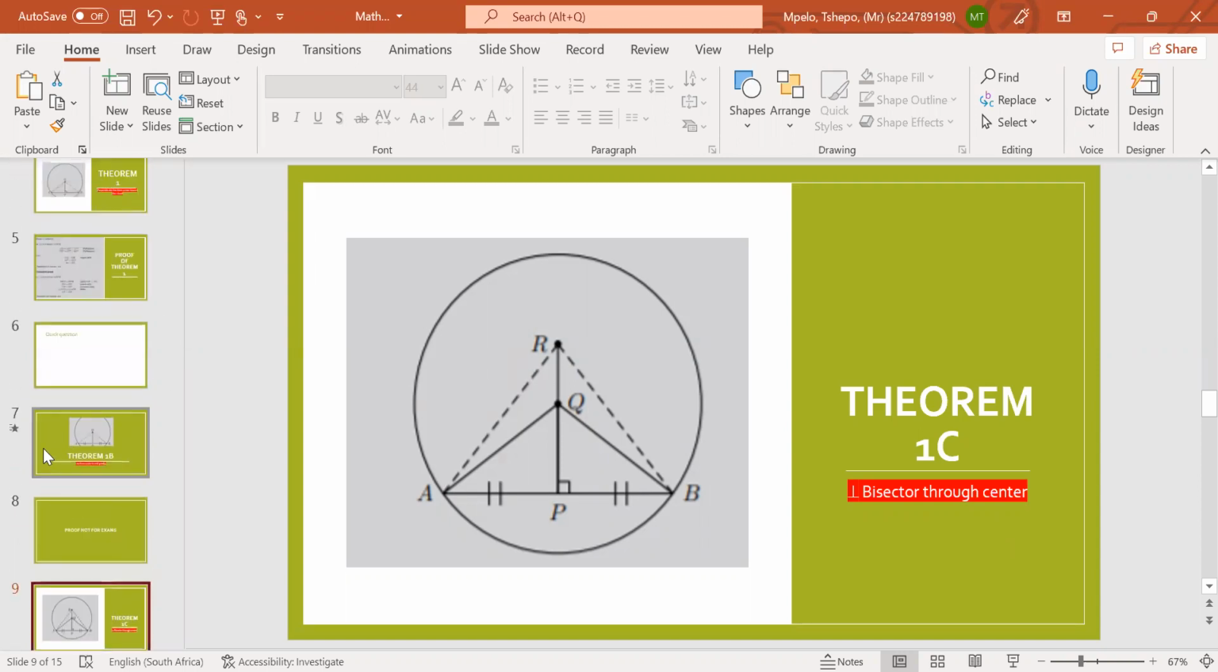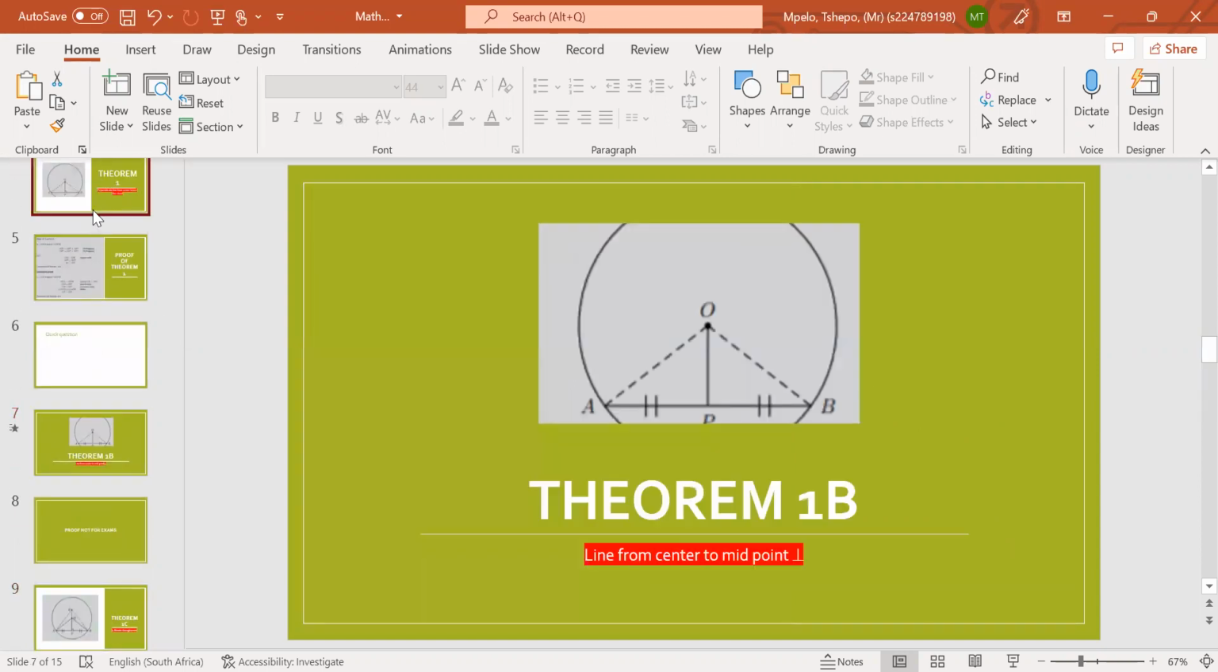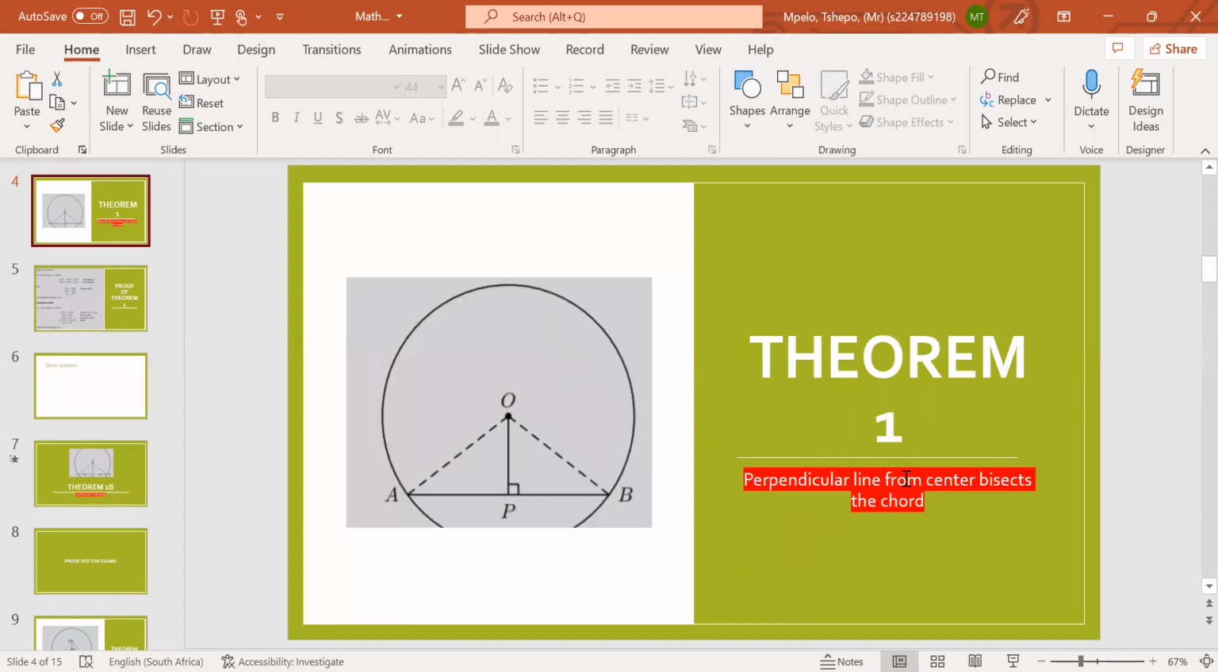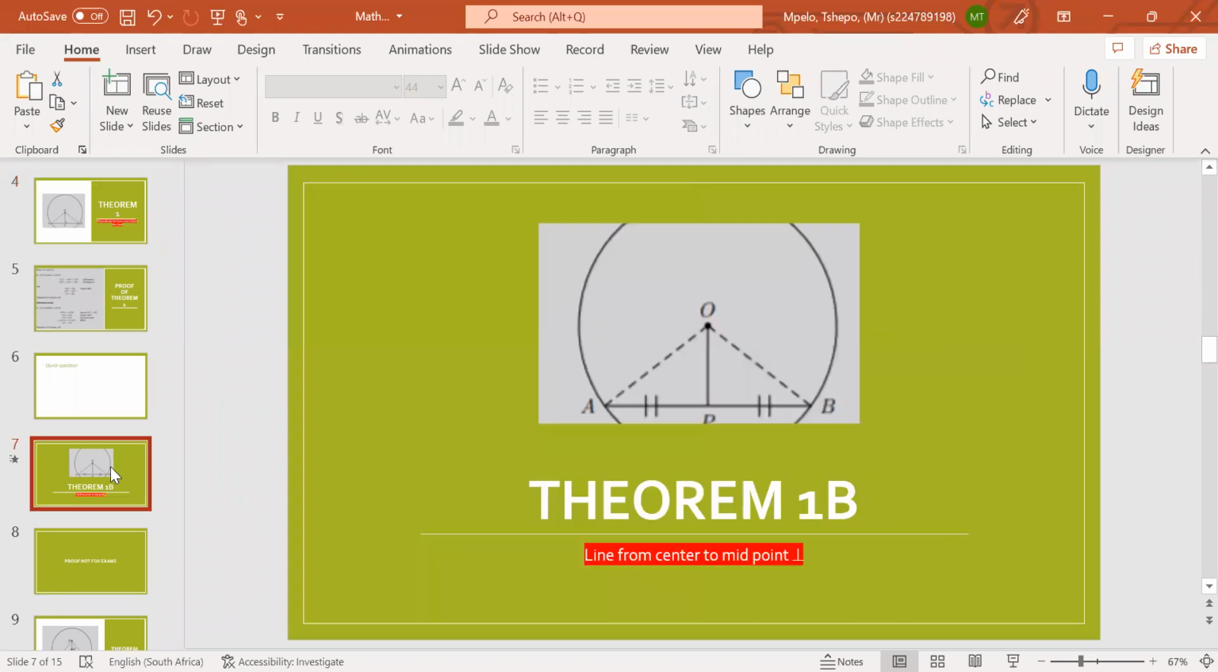Let me take you back to this theorem. Look, you still remember we used the word from center. Like we said, a perpendicular line from center bisects the chord. Theorem 1. And then theorem 1b: if the line is from center and bisects the chord, therefore the line is perpendicular.